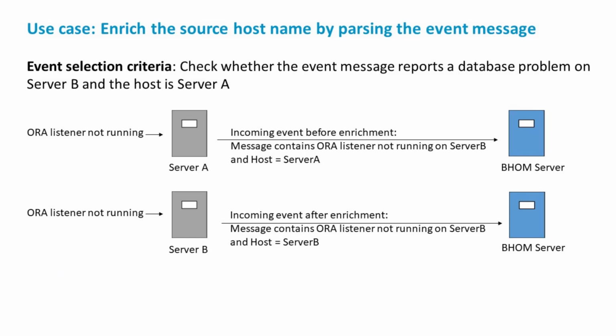Let's look at a use case. Suppose you want to change the host name in the event by parsing the event message. A database monitoring solution is running on server A. The incoming event from server A reports a database problem on another host, server B. In this scenario, you want to enrich the host in the event message with server B, where the actual database problem is reported, by parsing the event message. Now, let's start building a workflow for this use case.